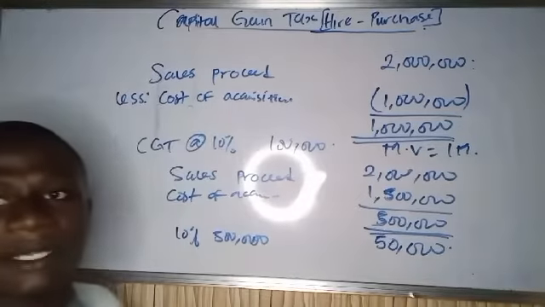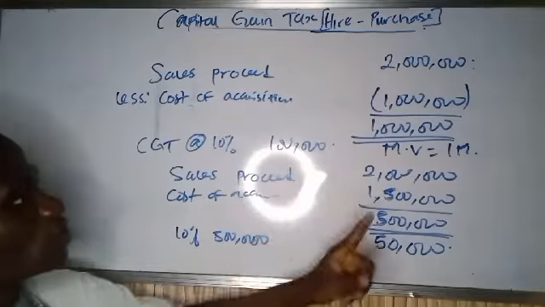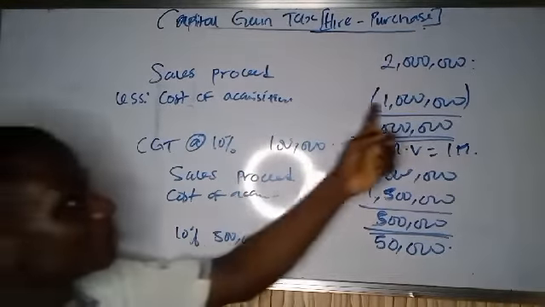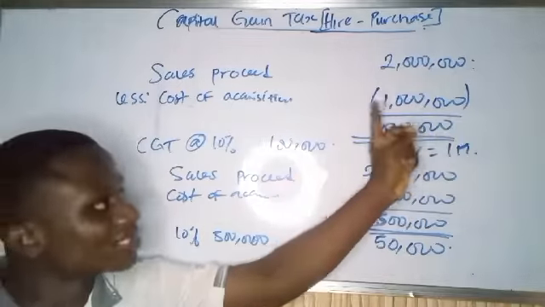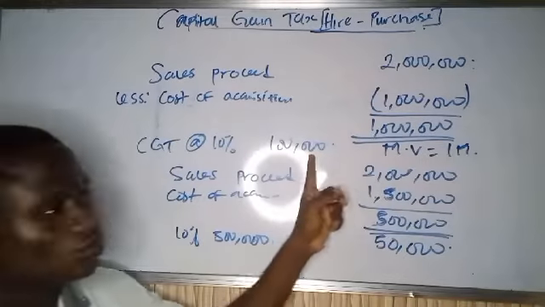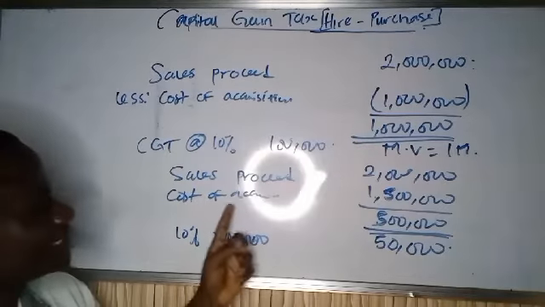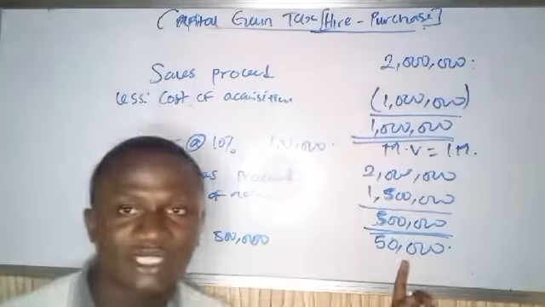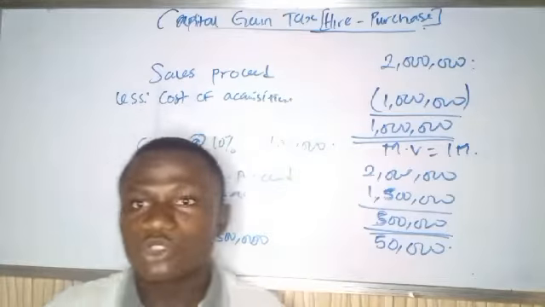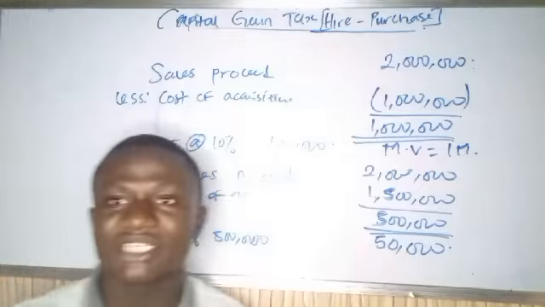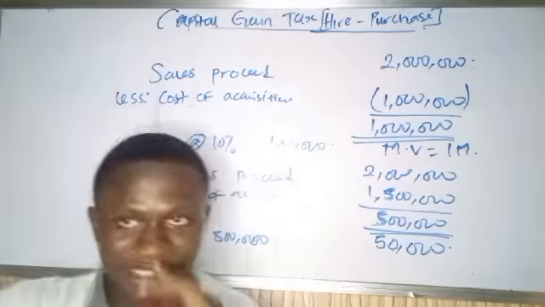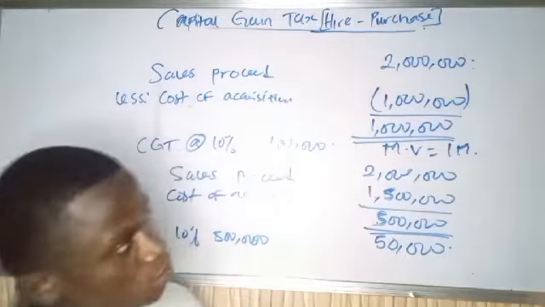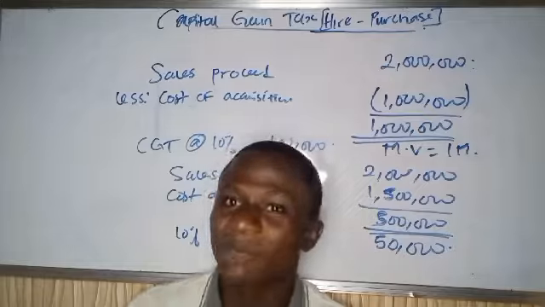So 10% of the 500,000 is 50,000. So if you consider the market value, your tax liability should be 100,000. But if you consider the hire purchase value, your tax liability will be 50,000. So you see, we don't have anything to do with the hire purchase. Whether you reduce the price or you increase the price, we don't care. All we know is that we want to use the market value.